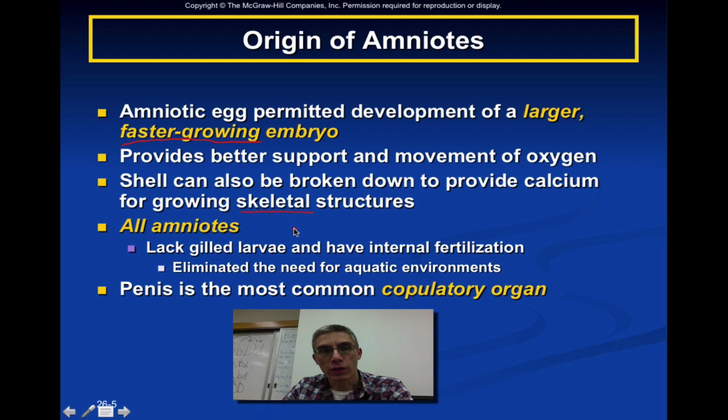Now all amniotes are going to lack the gilled larvae that we saw back in the amphibians, and most of these animals will have some form of internal fertilization. So pretty much what we've done in this group of animals is eliminate the need for any type of aquatic environment when it comes to reproduction. Now when copulation does take place, we have transitioned over to a special structure called the penis, which is going to be used as the primary copulatory organ in these amniotes.